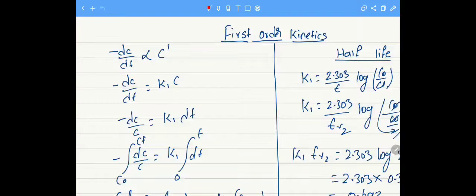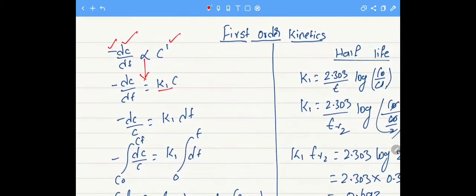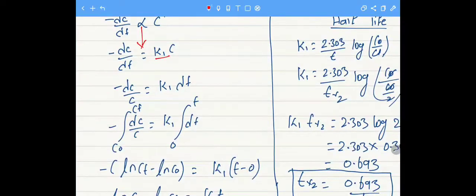In first order kinetics, the rate of reaction is directly proportional to the concentration of one reactant, so I have written C to the power of 1. And I denoted a negative sign here, which represents that as time progresses the concentration of reactants will decrease. To indicate that, I have written the negative sign. Now remove the proportionality sign and you will get a constant, the rate constant of first order kinetics, K1. Now take all the concentration terms to one side and your time terms to the other side. Rearrange the above equation to get this equation.